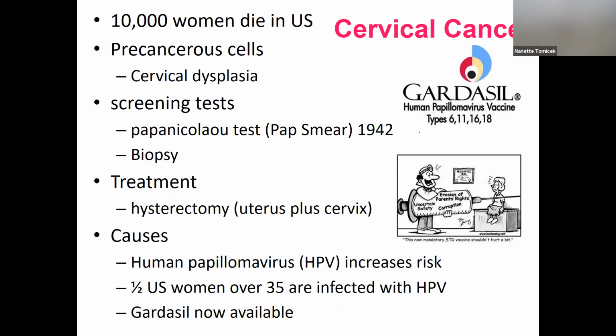This is a particularly deadly cancer, and it has huge impact on female fertility because the cervix is attached to the uterus. If the cervix is cancerous, the treatment for getting rid of the cancer is often a total hysterectomy, removal of the cervix plus the uterus.